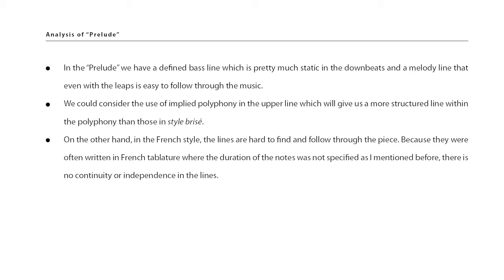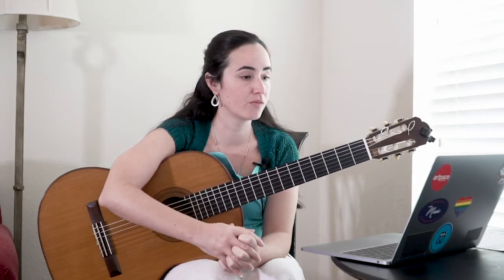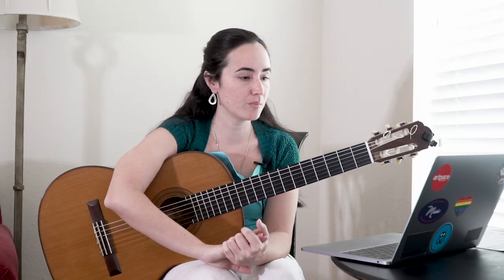On the other hand, in the French style, the lines are hard to find and follow through the piece because they were often written in French tablature, where the duration of the notes was not specified, as I mentioned before, and there is no continuity or independence in the lines. The next example is a piece for organ in style brisé.